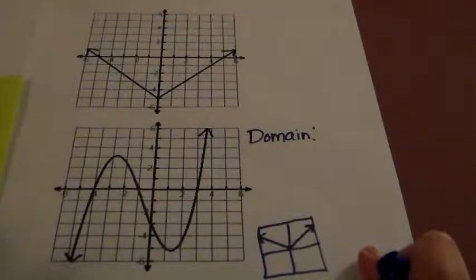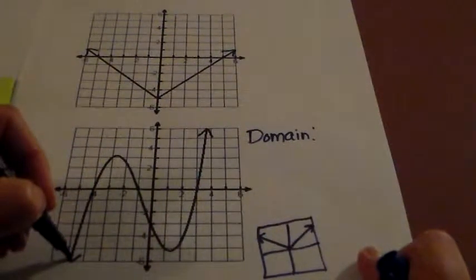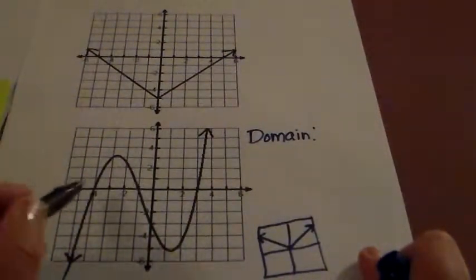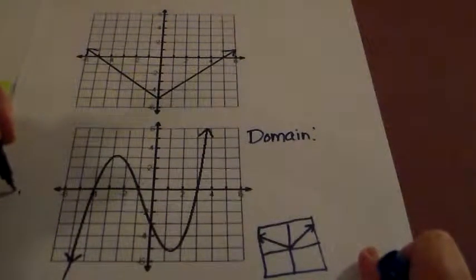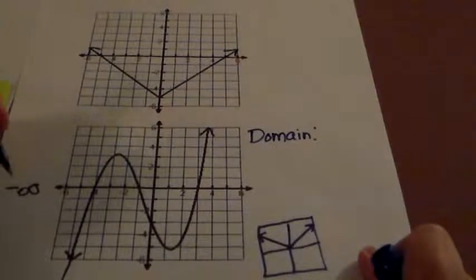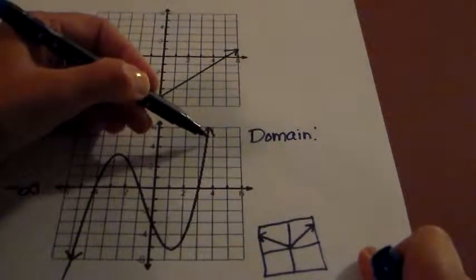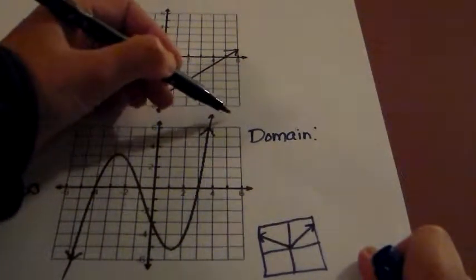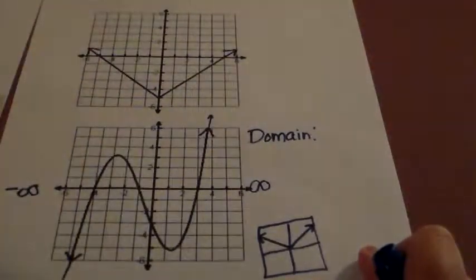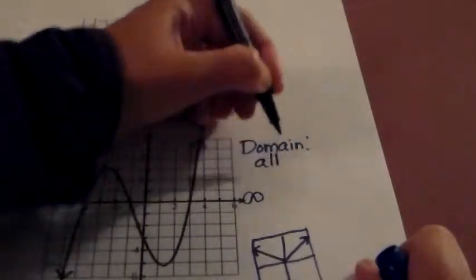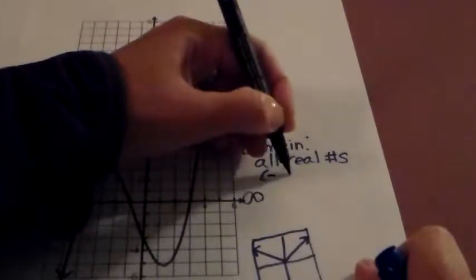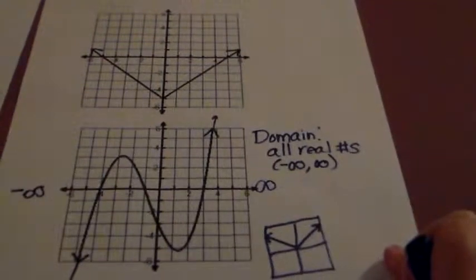But I also notice that it has these little arrows. So I'm going to think to myself, what would happen if this graph were to continue? Well, it would continue going back this way along the x-axis, all the way out in the direction of negative infinity. And if it were to continue the other way, it would be pointing in a more or less right-handed direction all the way towards positive infinity. So there's two ways that I can write this. I can write that the domain is all real numbers, or I can write that it goes from negative infinity to positive infinity.